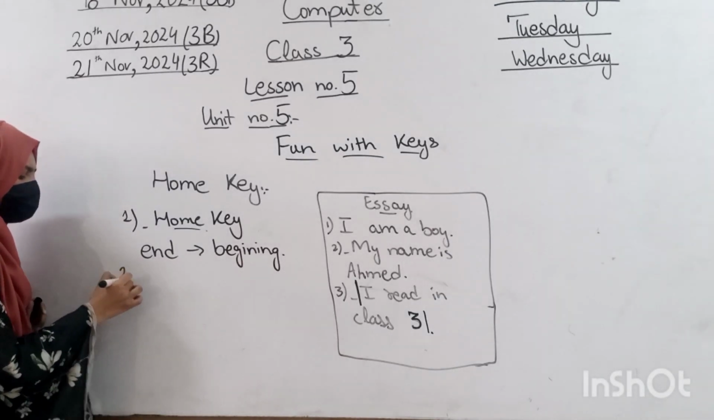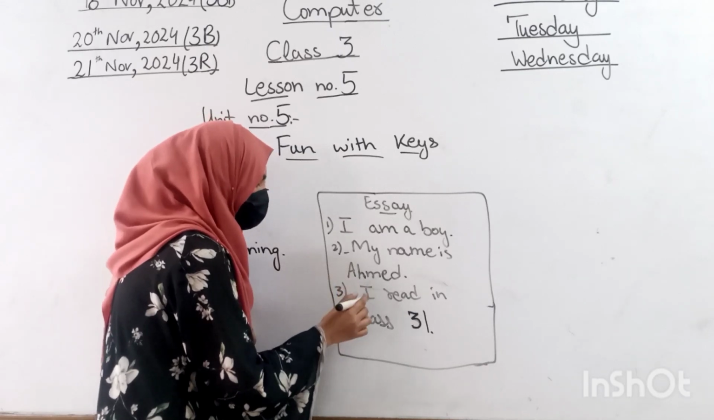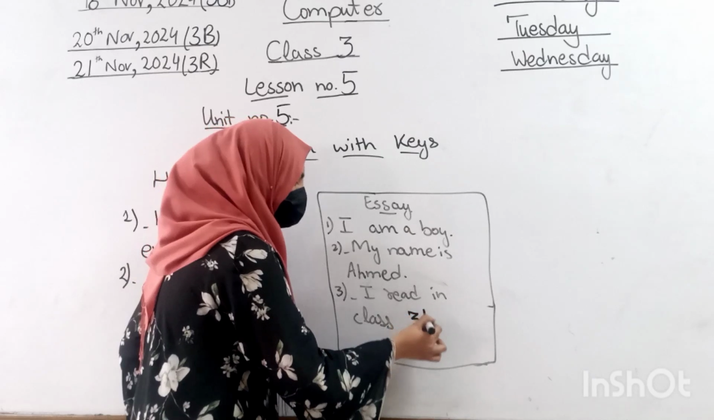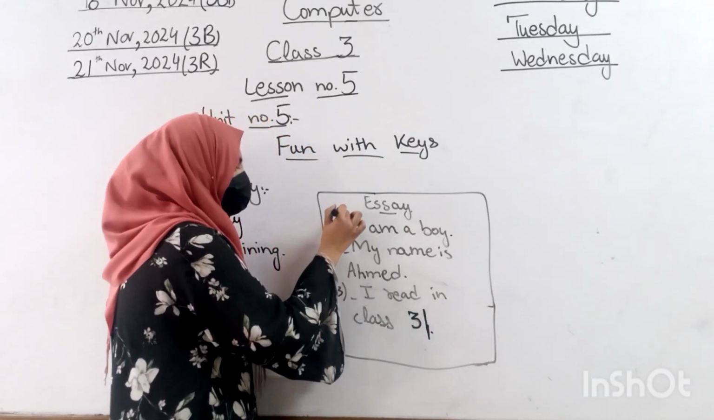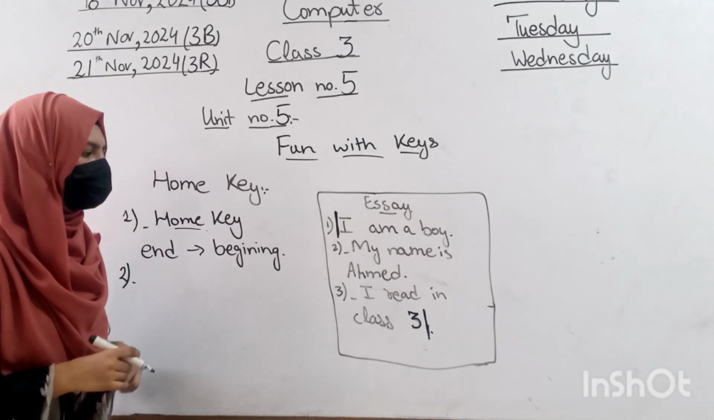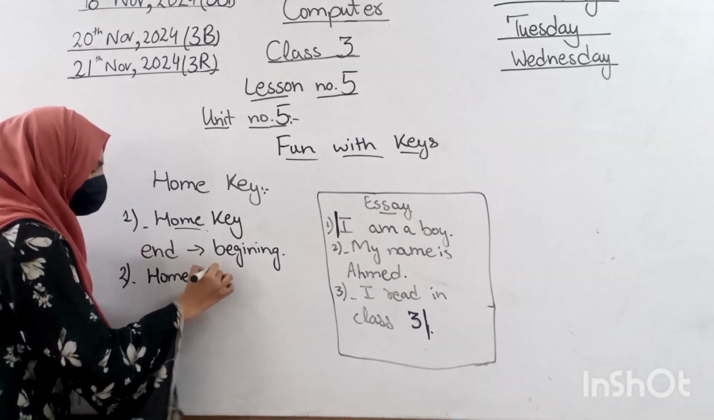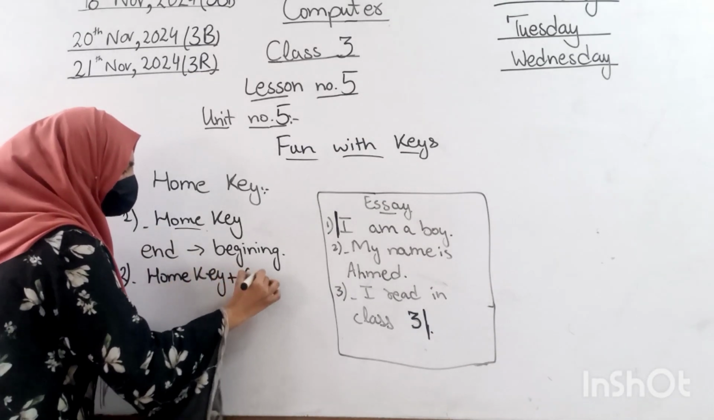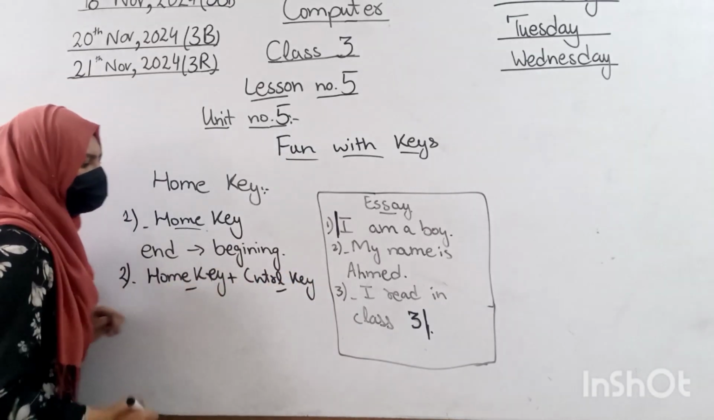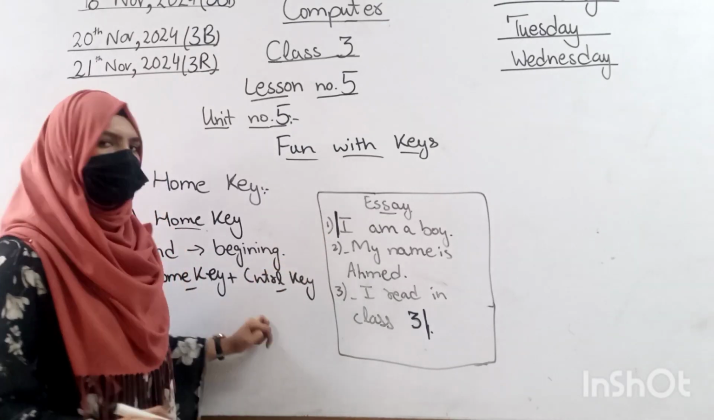Okay, and the next purpose of the home key is, if you want to move your cursor from this position to this position, to the beginning of the document, what you will do, you will press the home key plus the control key. You will press these keys and the cursor will move from this position to this position. Okay, so this is the purpose of the home key.